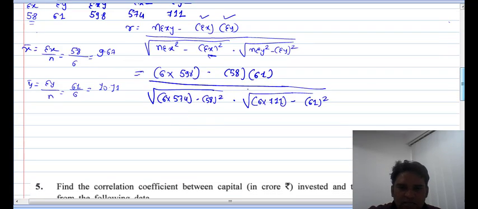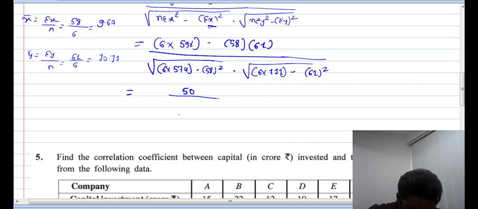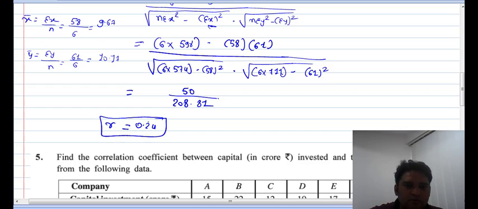Now we will solve this, and if you solve the numerator part, you will get the final value 50, and if you solve the denominator part, you will get 208.81. So the final answer would be 0.24. Now 0.24 means it indicates what?